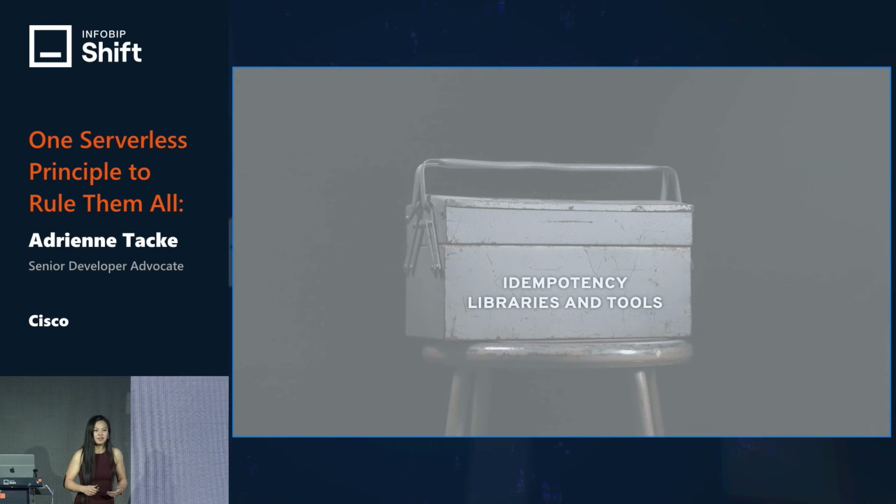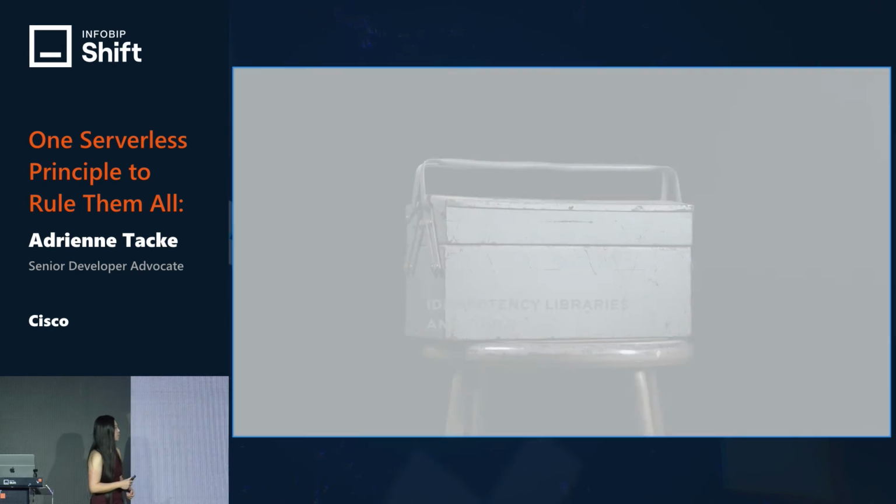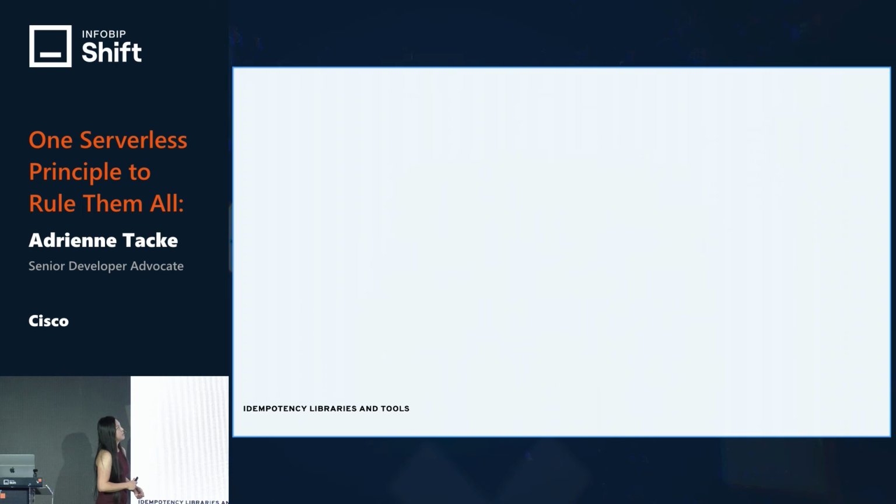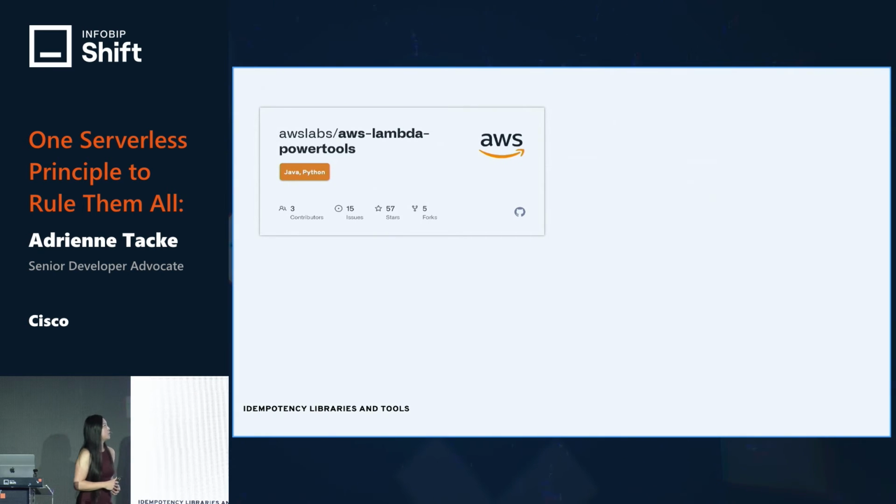And so now that we've seen one way to implement idempotency, let's take a look at some of the libraries and tools that are either having it built in or are encouraging it in their systems. The one I'll really focus on today is from AWS Labs. This is AWS Lambda Powertools, which has an SDK for Java and Python. So pretty much everything that I told you is built in here.